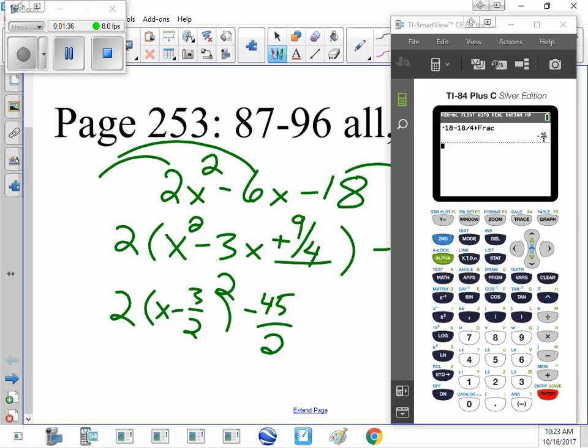Oh, well, we didn't need to go that far. The x-coordinate of the vertex is negative 3 halves. Nope, the x-coordinate of the vertex is going to be the opposite of negative 3 halves. That's the mistake. It should be positive 3 halves. Yeah, I didn't really need to go that far, did I?